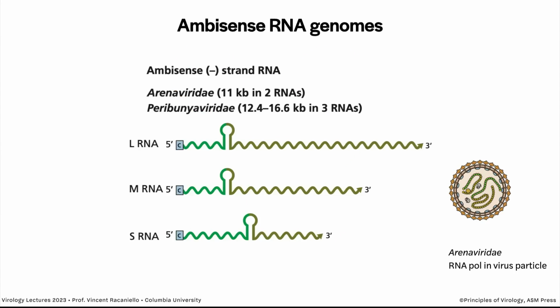And finally, Ambisense RNA genomes. They have both plus and minus components. These include arenaviruses and others. And you can see that the light green is the plus part, and then there's a minus part. And these viruses, by the way, have a RNA polymerase in the particle.